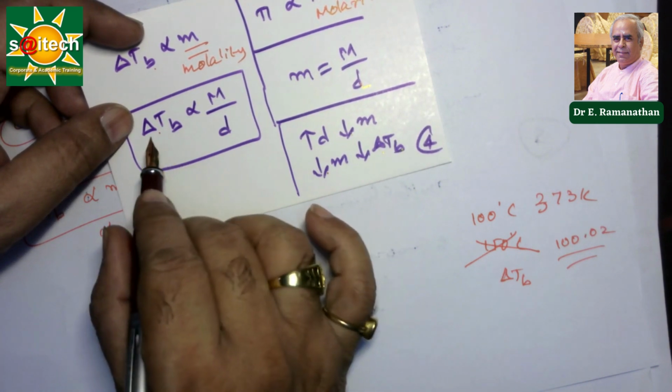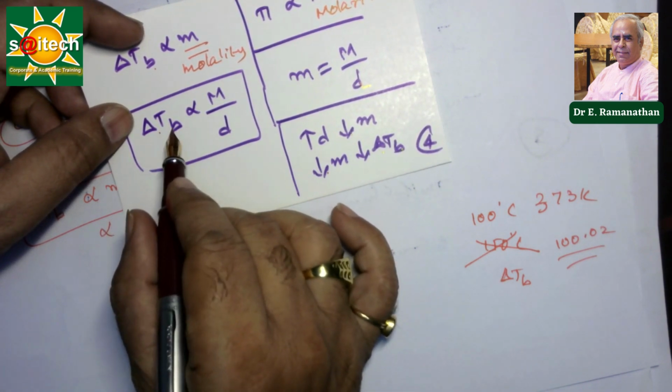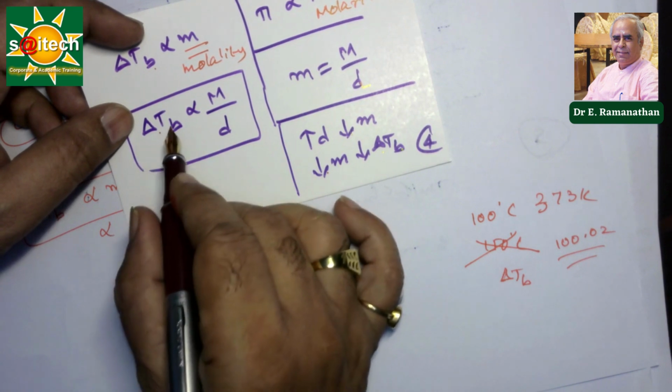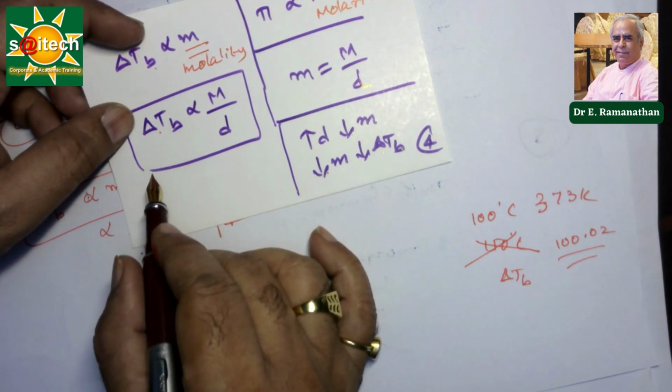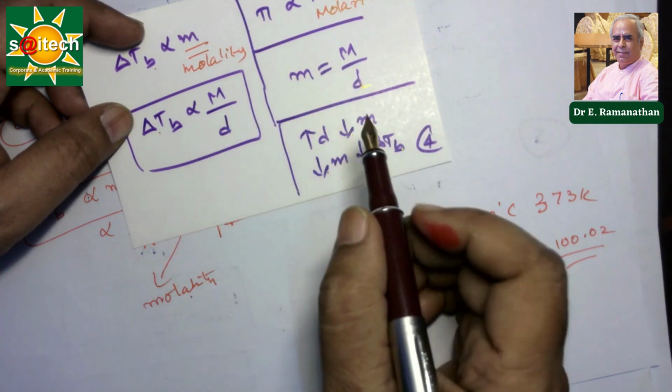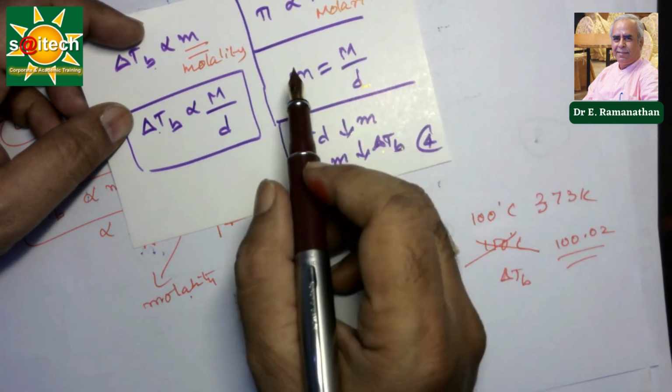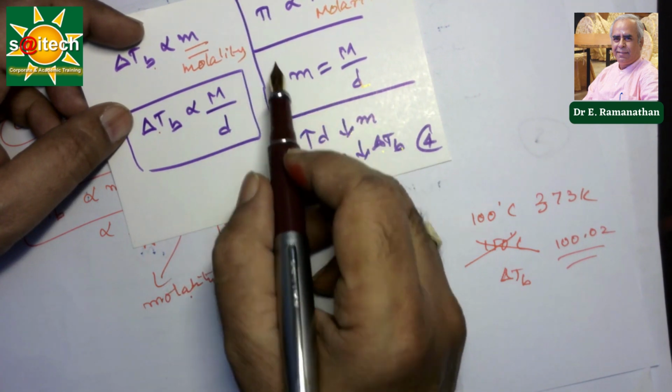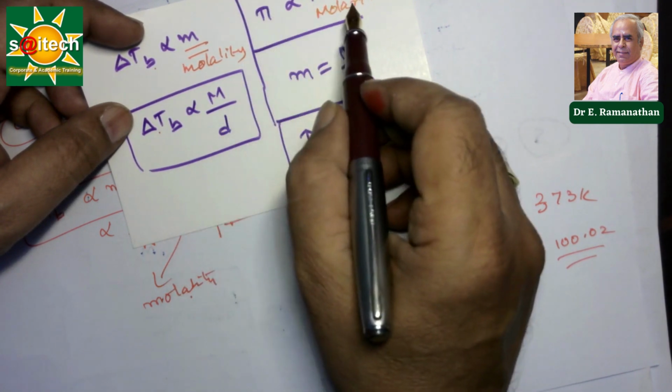That is why this delta TB is not a preferred technique. Delta TF is not the preferred technique. Whereas in the case of macromolecules, pi is preferred because it is based on the molarity.